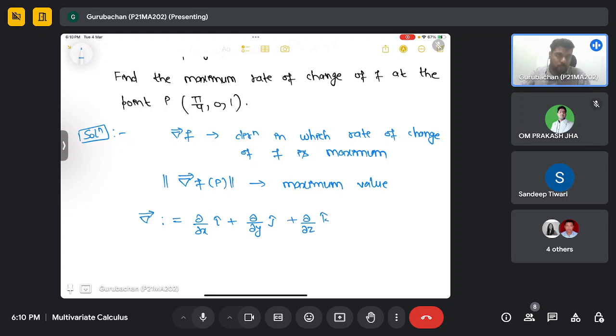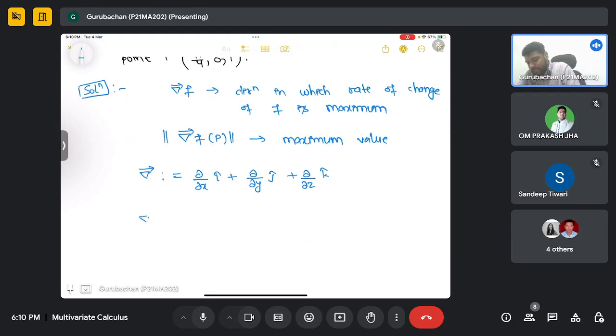So this is called the del operator, that is a differential operator. And if we apply this to any function, specifically a scalar function, it will give us del f by del x i cap plus del f by del y j cap plus del f by del z k cap. Note here that we had a scalar function f, and after applying this differential operator, we get a vector function.